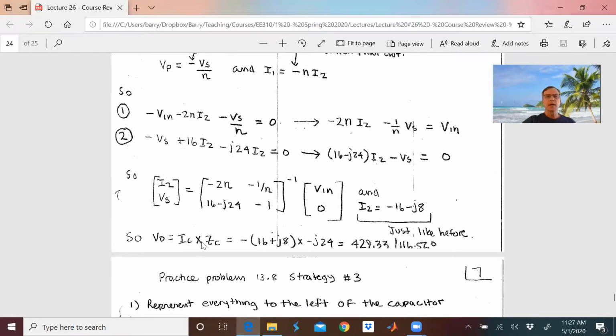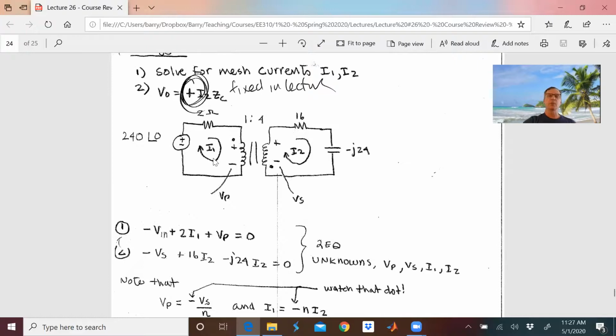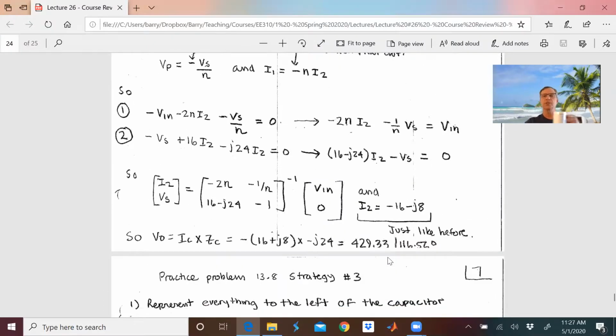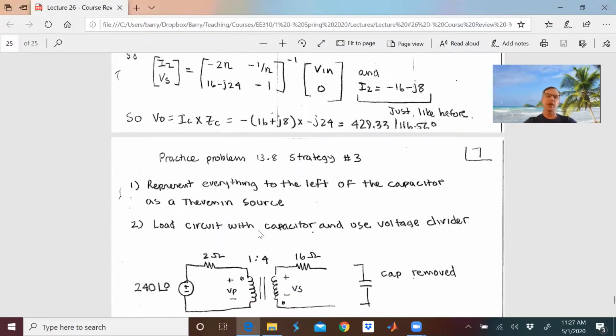And I'm going to take I2 and multiply it by the capacitor impedance, and I get the exact same result I got before. So here we kind of did it the fun way. We came up with I1 and I2. We got 2 equations and 4 unknowns, and then we used the transformer relationships to turn it into 2 equations and 2 unknowns, and of course we got the same answer.